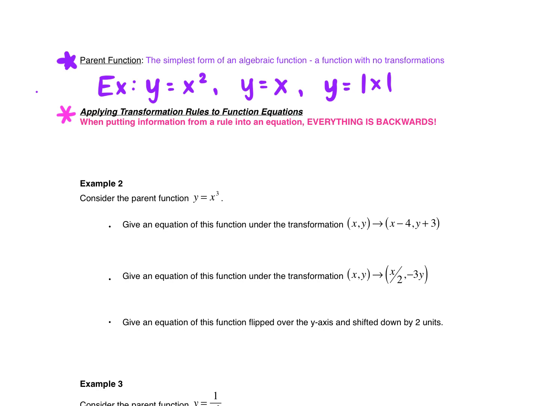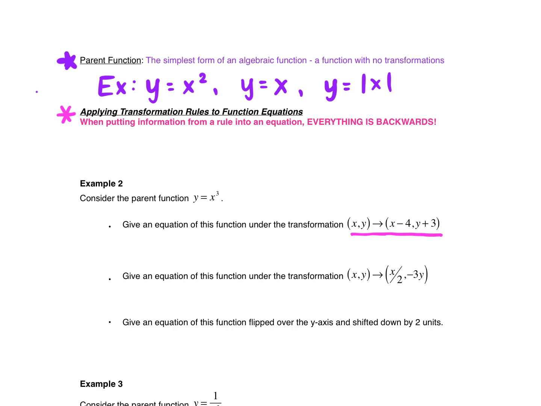I can show you a demonstration for why that happens the way it does. So if you look at this first question here, this rule is the very same one that we started with. The first example we did was x minus 4, y plus 3. We said it would move left 4 and up 3. Now we're actually going to put that into a y equals x cubed graph.